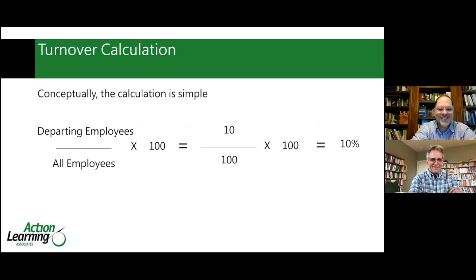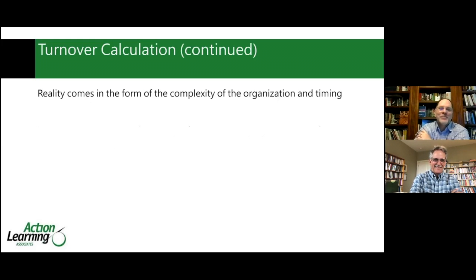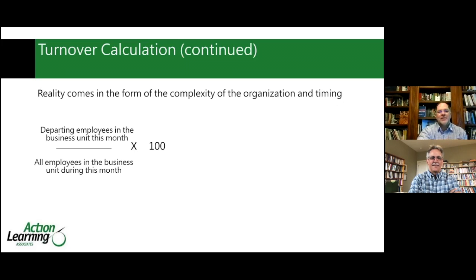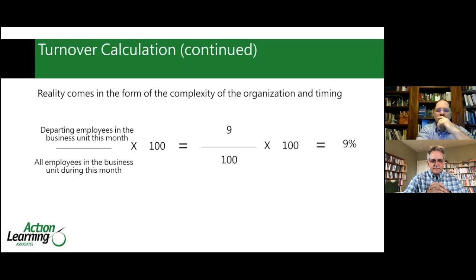All right. So then reality comes in the form of the complexity of the organization and timing. So let's take a look a little differently. Let's take a look at turnover per business unit on a monthly basis, and then all employees in the business unit during that same month. So numbers might be 9 over 100 times 100 equals 9%. And maybe it's 9 because maybe one of those 10 that we talked about before was turned over the month before. Okay, still good. Got it.